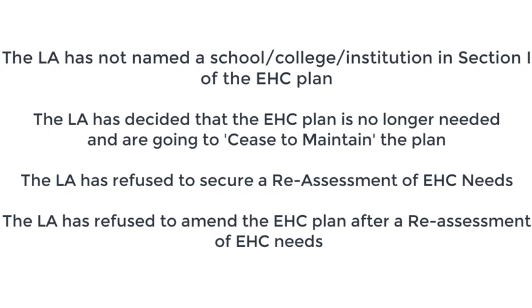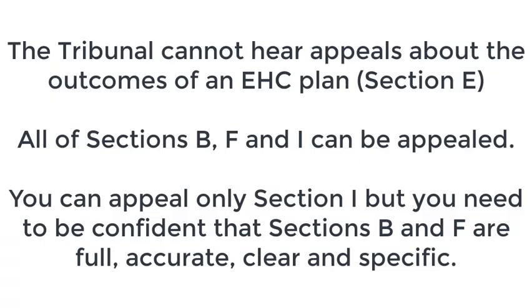You can also use this form if the LA has not named a school, college or institution in Section I of the EHC plan, or the LA has decided that the EHC plan is no longer needed and is going to cease to maintain it, or the LA has refused to secure a reassessment of EHC needs, or the LA has refused to amend the EHC plan after a reassessment of EHC needs. The Tribunal cannot hear appeals about the outcomes of an EHC plan in Section E. All of Sections B, your child's special educational needs, F, the support required to meet those needs, and I, the educational setting, can be appealed.